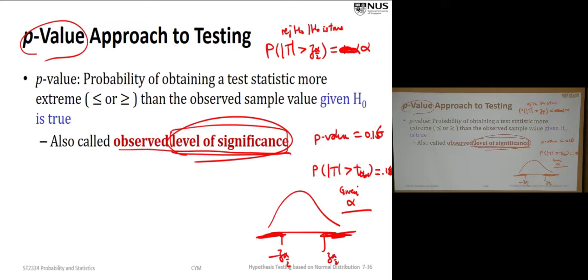For the observed level of significance, the story is like this. This is what my test statistic value is, so I work out the p-value. It is the smallest of these two tail areas times 2. Now I make a decision: reject the null hypothesis. And you ask, what is the chance that you commit a type 1 error? That chance is called the p-value, or the observed level of significance.